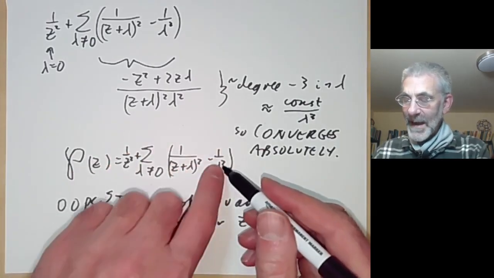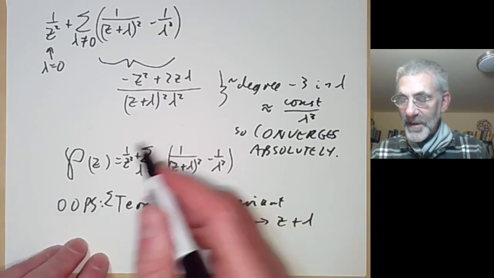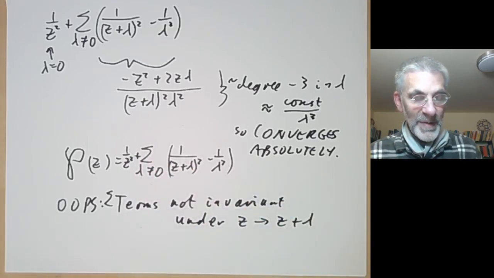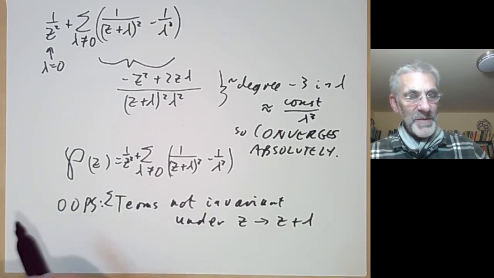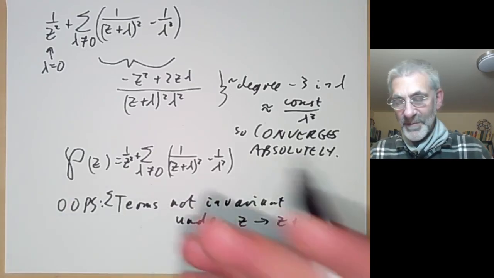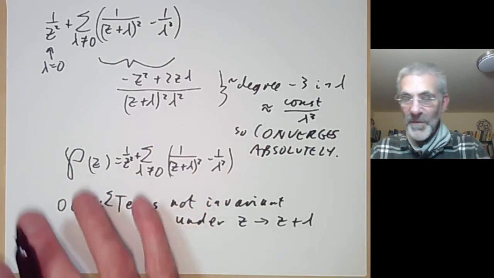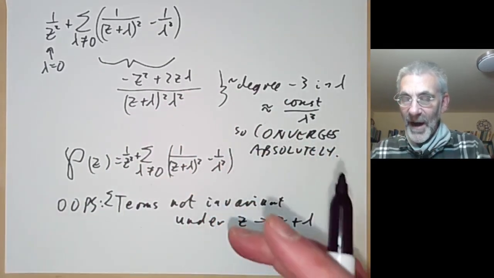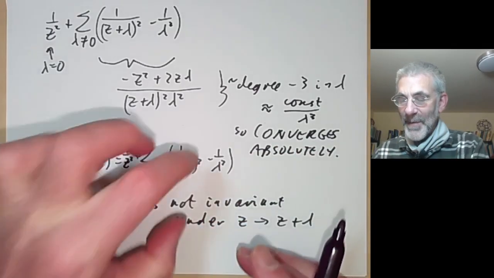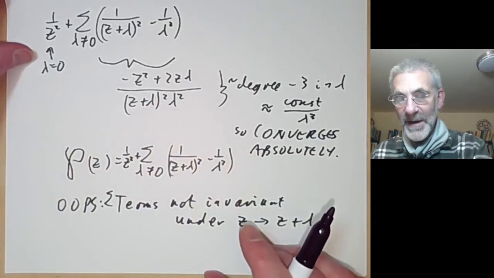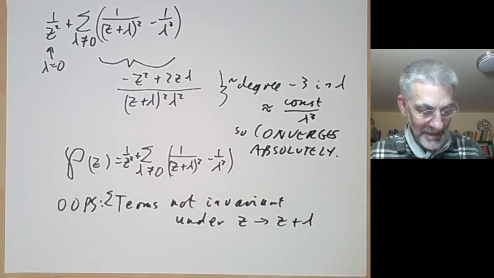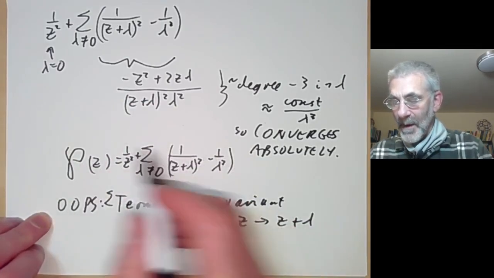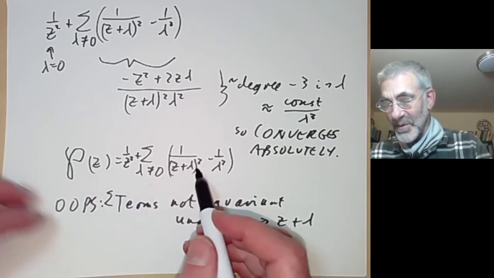If we put this lambda squared in, then it obviously converges, but it's no longer obviously invariant under z goes to z plus lambda. So we sort of seem to have a problem, and we've moved the problem around, but how do we actually get rid of it? I mean, we can either make it convergent or we can make it invariant, but how on earth do we make it both convergent and invariant? Well, it turns out that this actually is invariant, even though it's not quite obvious.